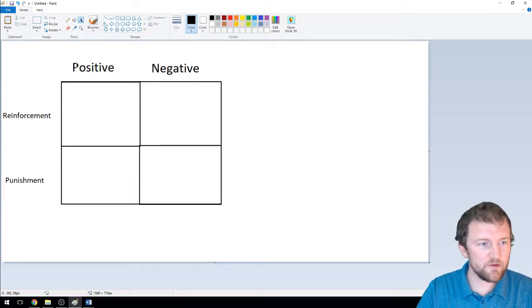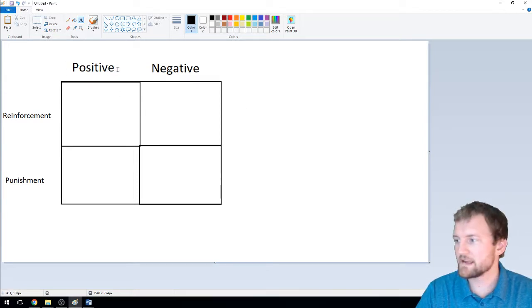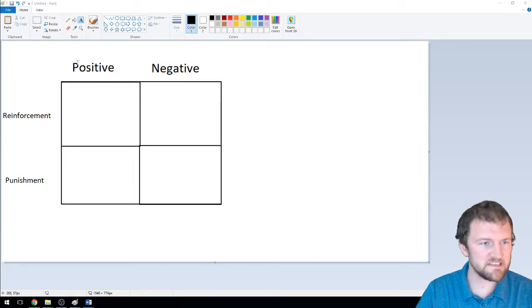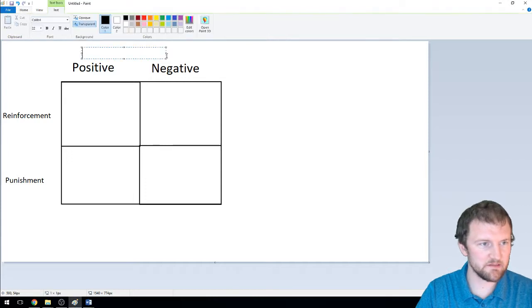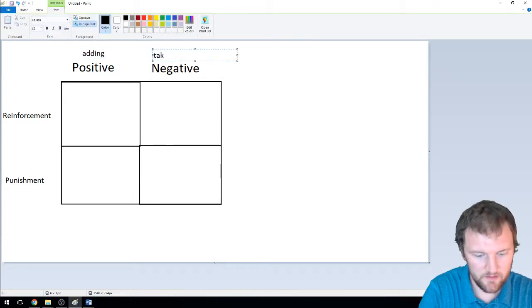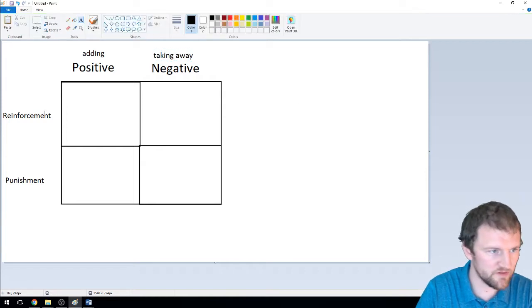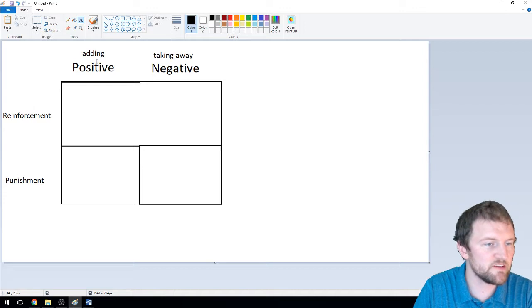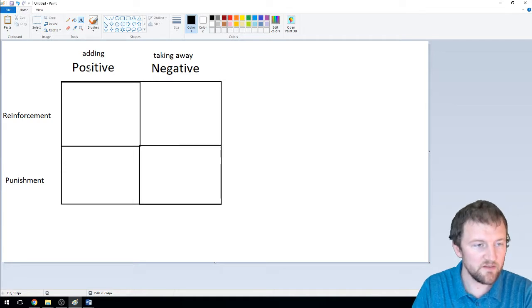Now, the thing that's counterintuitive is that positive doesn't mean good and negative doesn't mean bad. Positive just means adding something and negative means taking something away. This is what's going to be on the worksheet today and what'll be on the quizzes to come as well. And then reinforcement is if it's going to increase behavior, punishment is if what you're doing is going to decrease behavior.